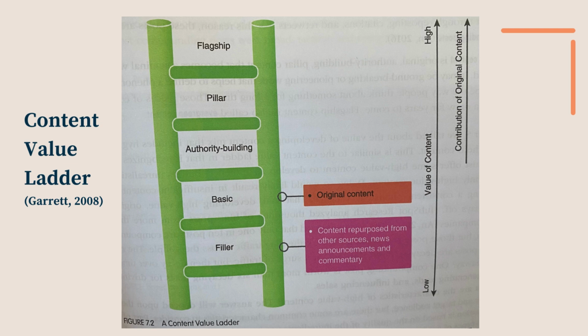This picture on the screen is a figure from our textbook on page 245. I'm assuming most folks are familiar with basic operations of a ladder. If you're scared of heights like me, try to avoid them. But for our purposes, the lowest rung on the ladder represents the lowest value of content, and the highest rung on the ladder would then represent the highest value of content.